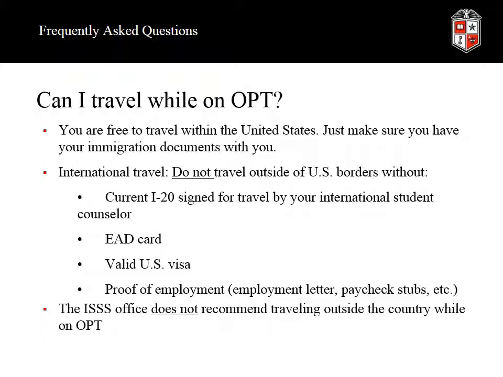Because when you come back in on an I-20 during your OPT period, the only reason you have for returning to the U.S. will be for employment. So you need proof that you have employment and that you are authorized for that employment, and that takes the form of that employment authorization card or document.